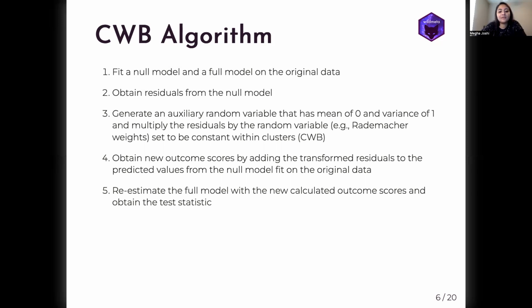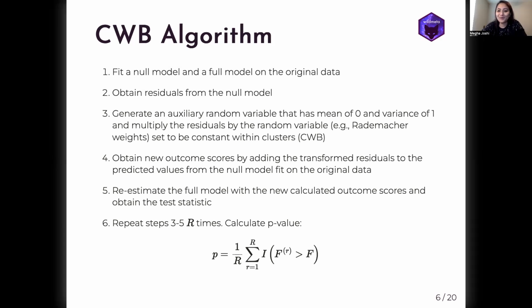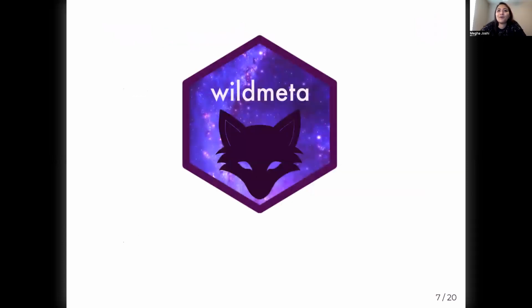We then re-estimate the full model with the newly calculated outcome scores and obtain the test statistics. And then we repeat steps 3 to 5 R times, where R is the number of bootstrap replicates. And then we calculate the p-value as the number of bootstrapped F statistics that are greater than the original F statistic. This is a lot, but you don't have to program this yourself because wildmeta does this for you. And here's our wild hex sticker designed by my friend Raz.